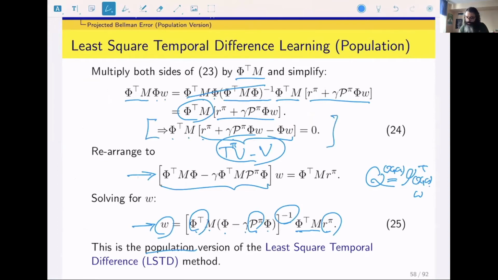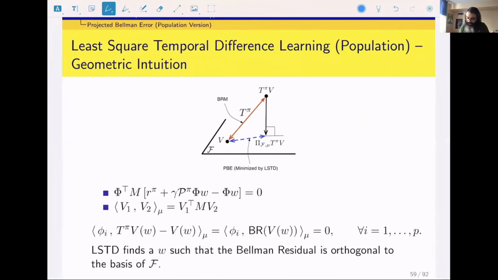Okay, one other comment, noticing that in LSTD, from this equation 24, we have phi transpose M times something that looks like the Bellman residual. Notice that this is what LSTD minimizes or makes equal to 0. Also notice that the inner product between V1 and V2 can be written as V1 transpose M V2. So you see that we have M in both cases. Here V1 is like phi, and V2 is like this Bellman residual term.